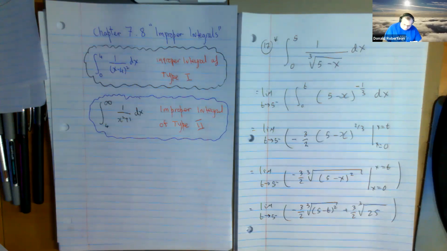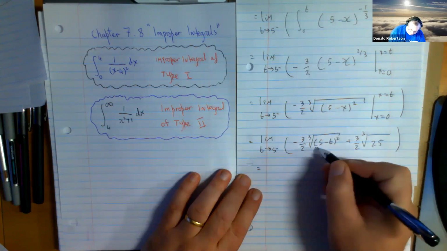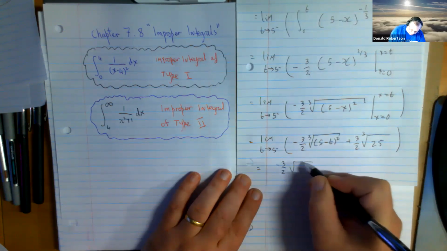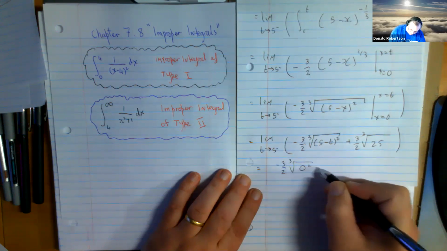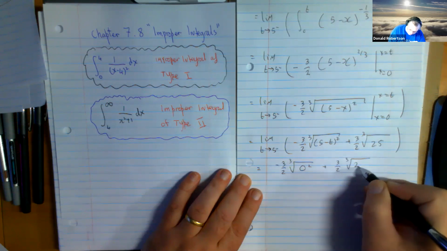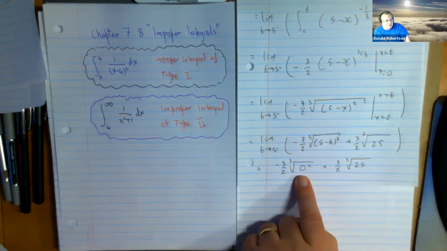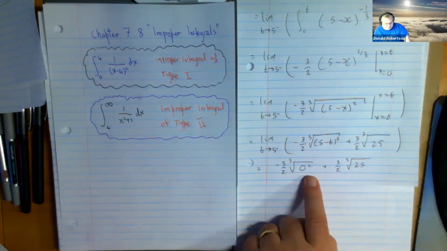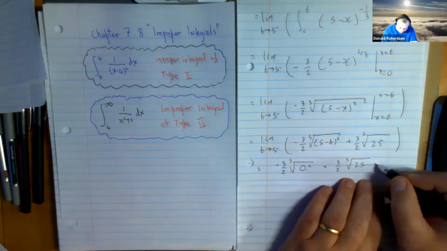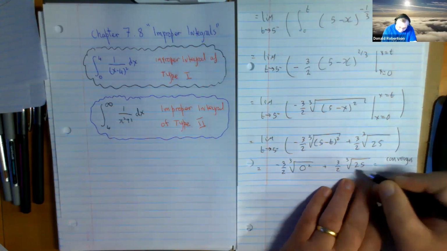Okay, almost finished. Now I can plug 5 in here. -3/2, the cube root of nothing squared, plus that guy. Would you agree that that's just 0? Agreed? And 0 plus that means that this converges, and it converges to that.